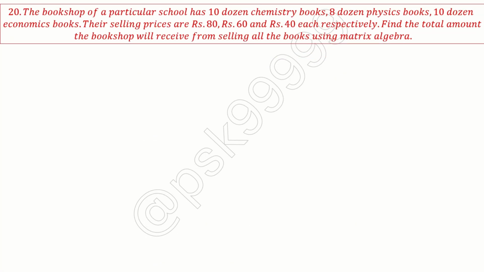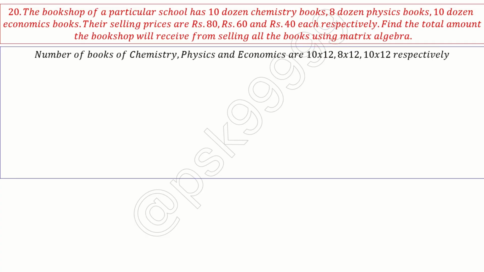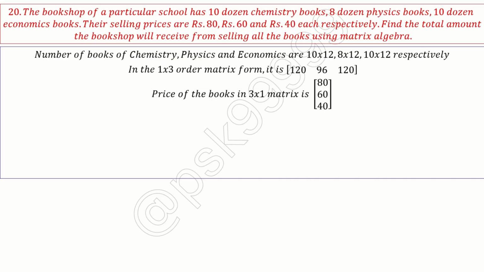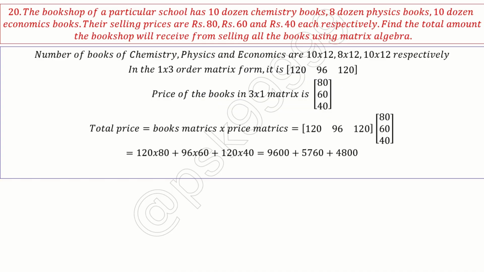This is also very similar to the previous one. First you need to read the question carefully. 10 dozen, 8 dozen, and 10 dozen books, which means 10 into 12, 8 into 12, and 10 into 12. So my books matrix is 120, 96, and 120. My price matrix is 80, 60, and 40. If I multiply, I get the total price, which is 20,160. Next.